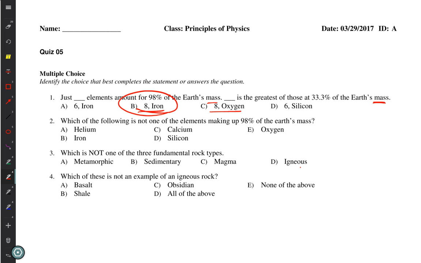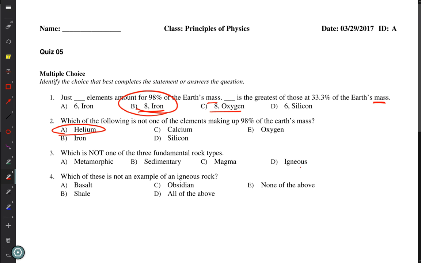Okay, number 2. Which of the following is not one of the elements that make up 98%? I took out the word 8 there. If I had, it would have given you a clue to the other one. So which one is not in that list? Helium.